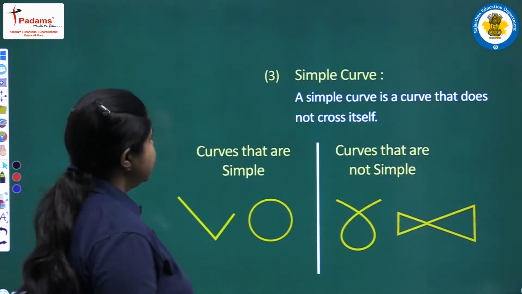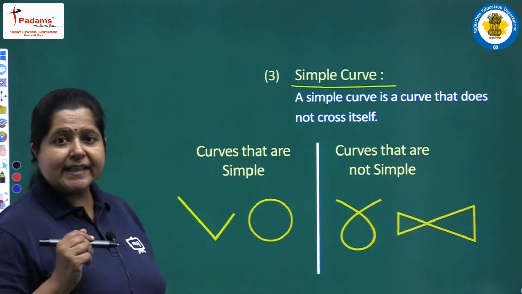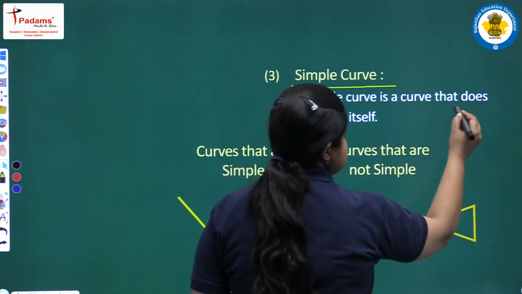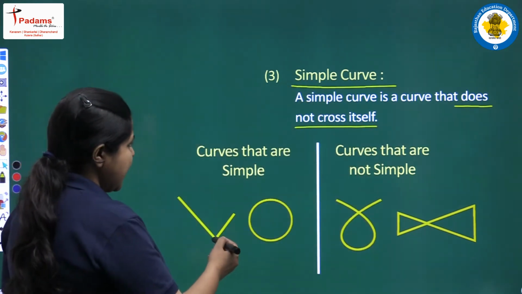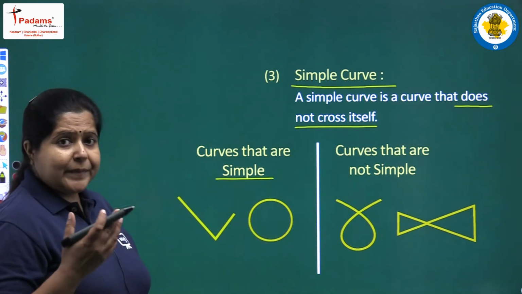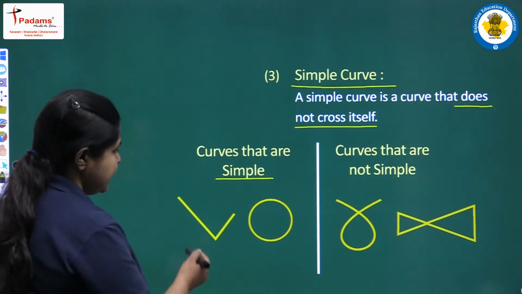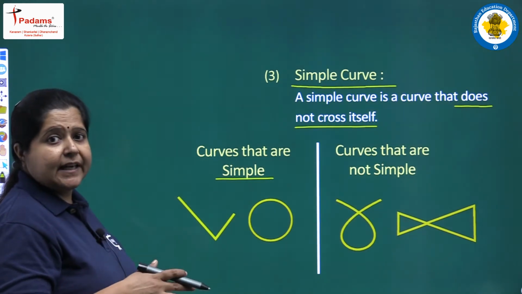Next we have a simple curve. A simple curve is a curve that does not cross itself. Here we are having some simple curves. These are two. You can draw many more of your own. They are not crossing anywhere. They are not crossing themselves.